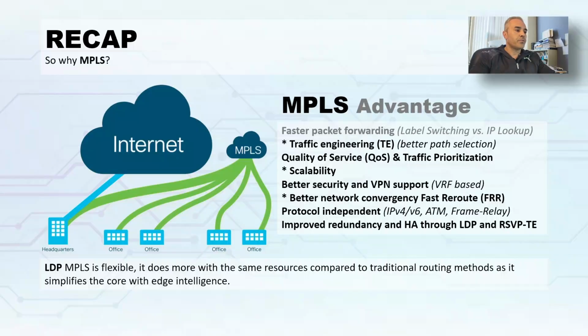LDP MPLS is flexible. It does more with the same resources compared to traditional routing methods, as it simplifies the core with edge intelligence. So basically, MPLS puts a lot of the heavy lifting on the PE routers and keeps the core free to be the core and do other things. So the PEs that terminate the customer CE routers are what does most of the heavy lifting.